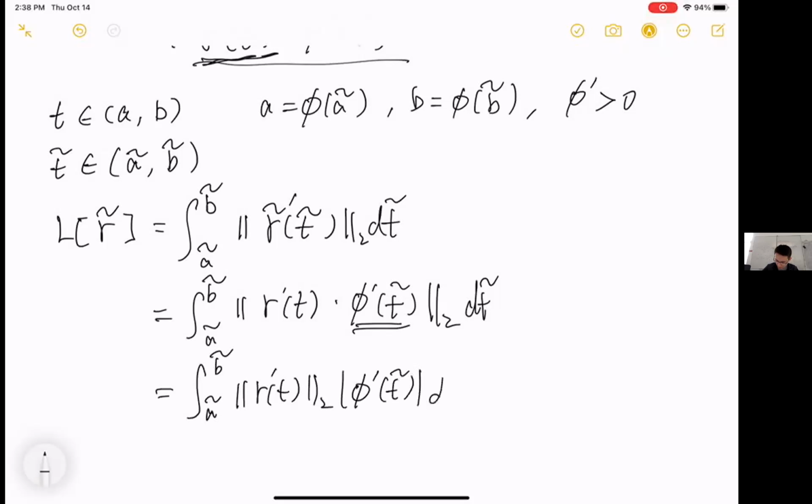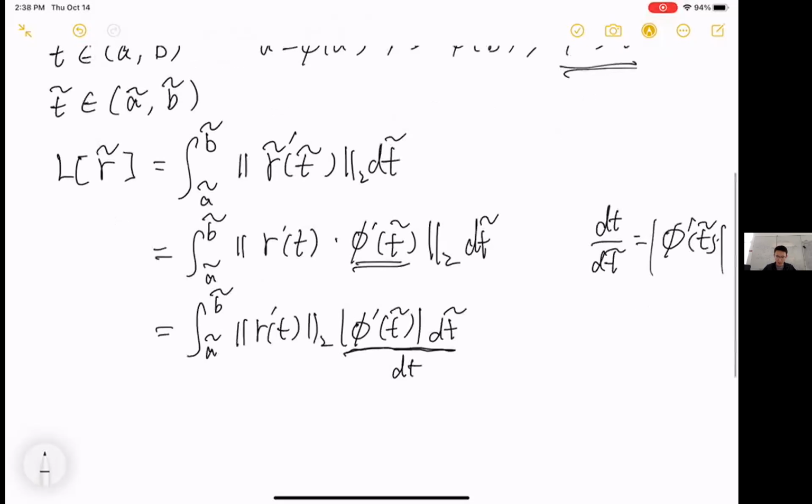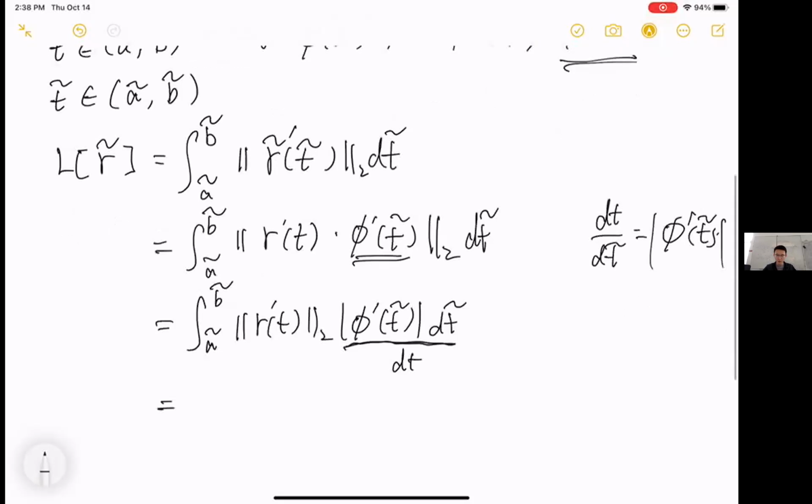Absolute value, dt tilde. But if we think about it, this is just dt. This is a change of variable: dt over dt tilde equals phi prime of t tilde. Because we assumed it is greater than 0, I can just add the absolute value here. But this is just dt. So when we apply the change of variable in the integral, this gives us back the integral in terms of t rather than t tilde.